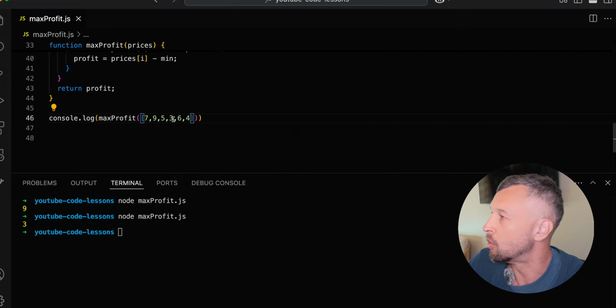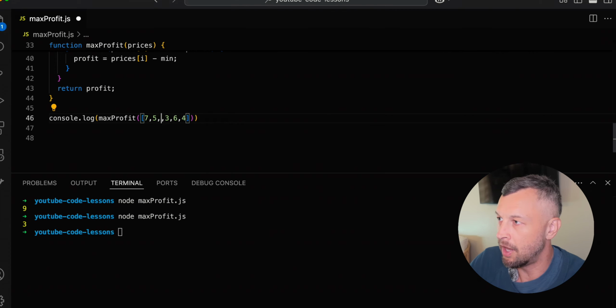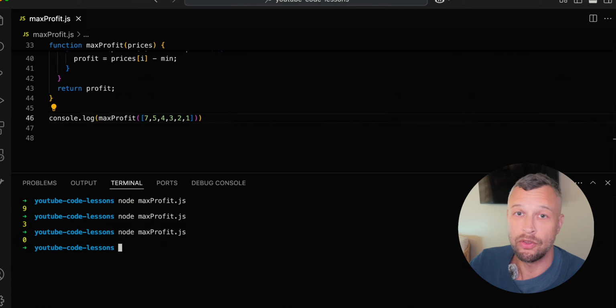But really what I want to show real quickly is the instance where we start at 7, we see a 5, and then from every day forward, it just goes down. Which would mean we would basically hold, we wouldn't sell. And in that case, we would see a 0.